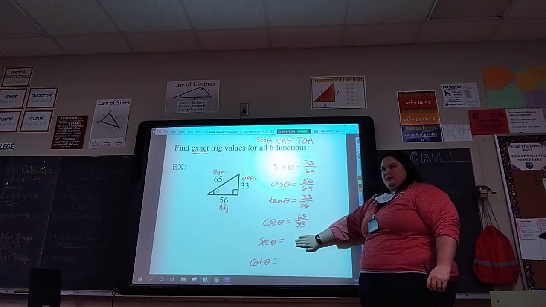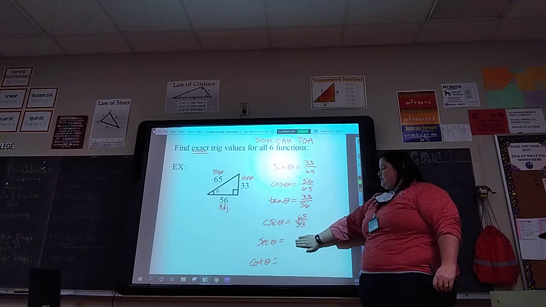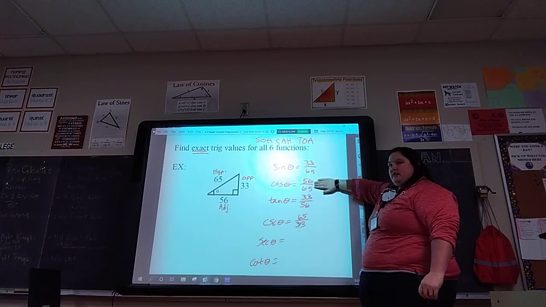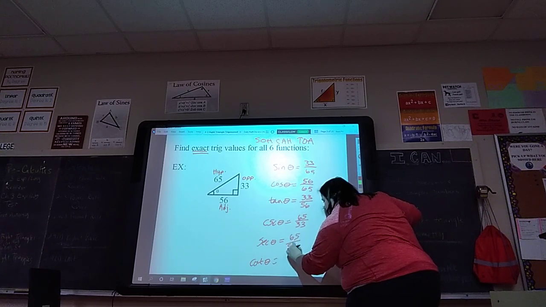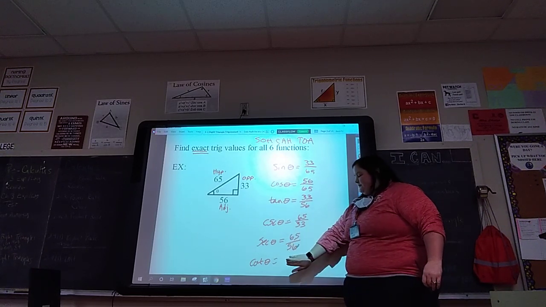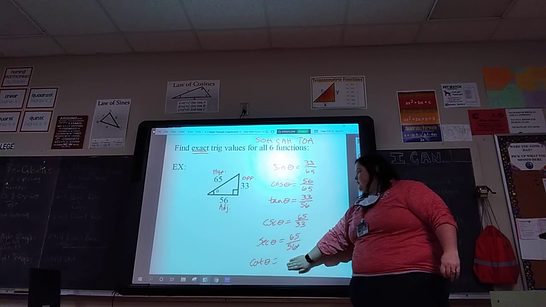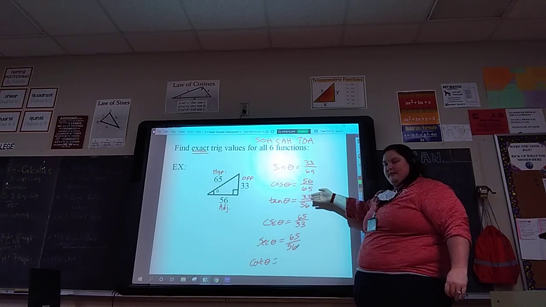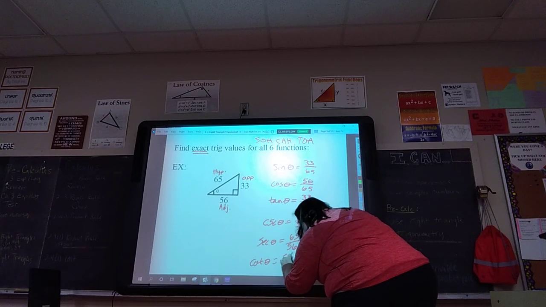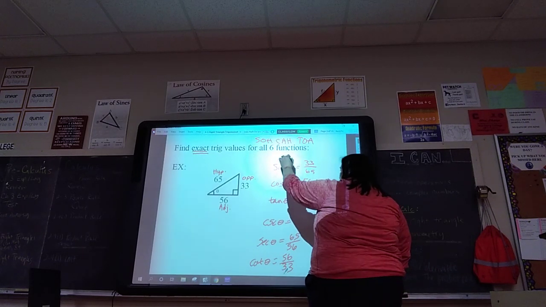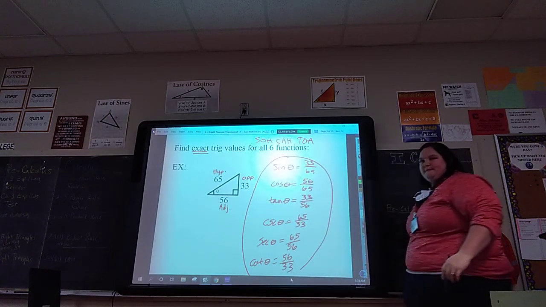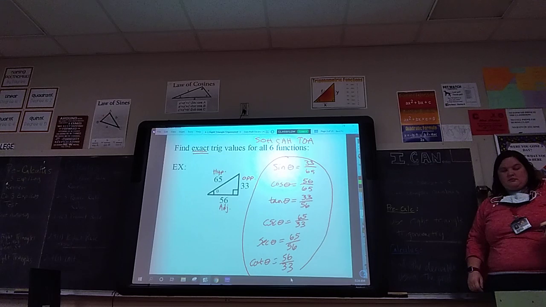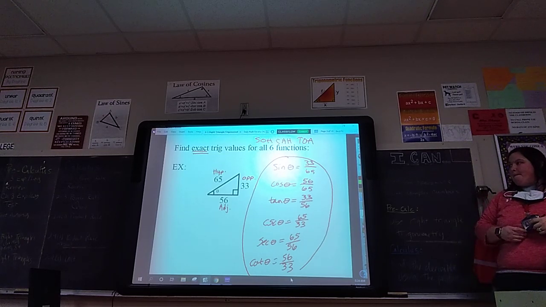What is secant the reciprocal of? Cosine. So we're going to look at cosine and just flip that ratio, 65 over 36. And then what's the reciprocal for cotangent? Tangent. So we'll look at the tangent ratio and flip that. And those are the exact trig ratios for all 6 functions. Questions about that first one?